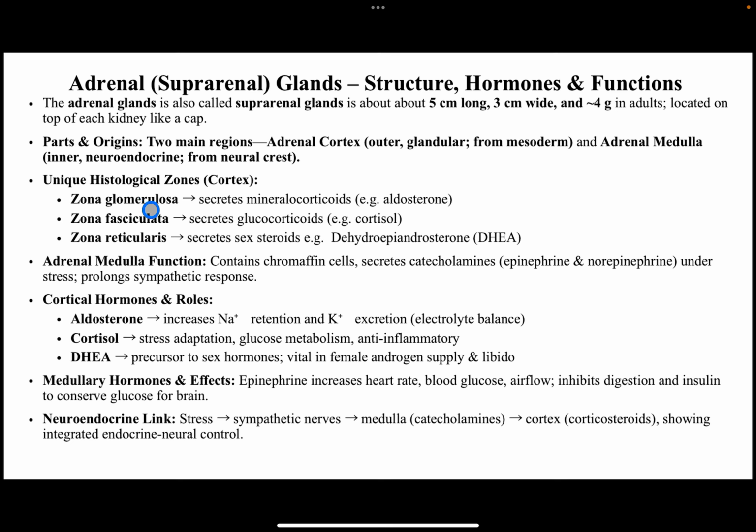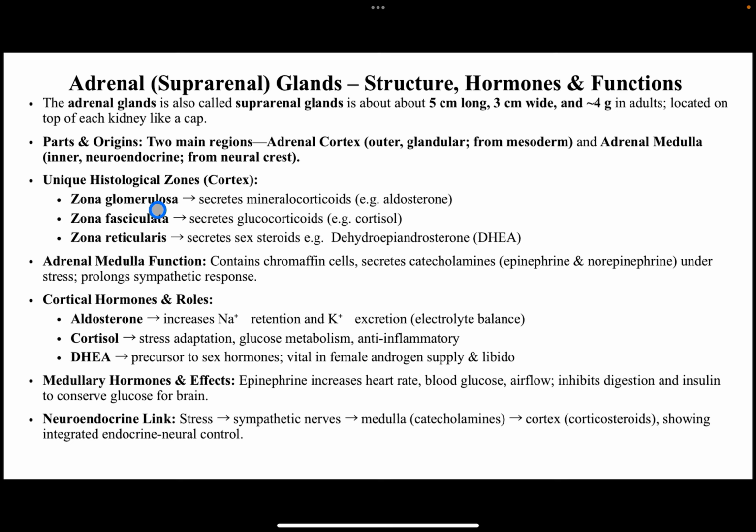So the zona glomerulosa is the outermost layer of the adrenal gland or the suprarenal gland. That's the outermost layer, even though it's also the outermost layer of the cortex. But it's also the outermost layer of the entire adrenal gland. Anatomically, that is what you should know. And each of these anatomical zones of the cortex produce unique hormones or produce specific kinds of hormones.